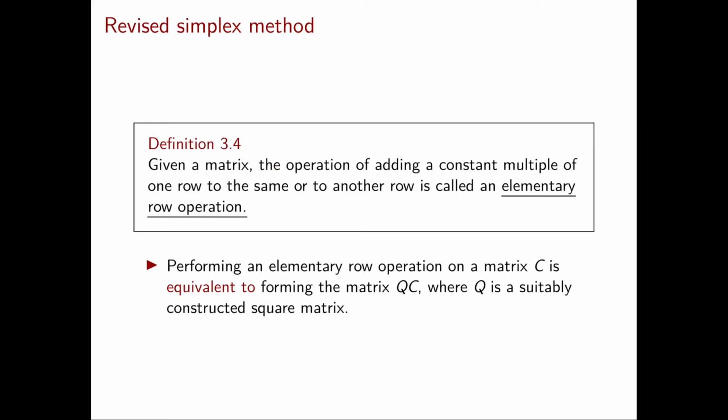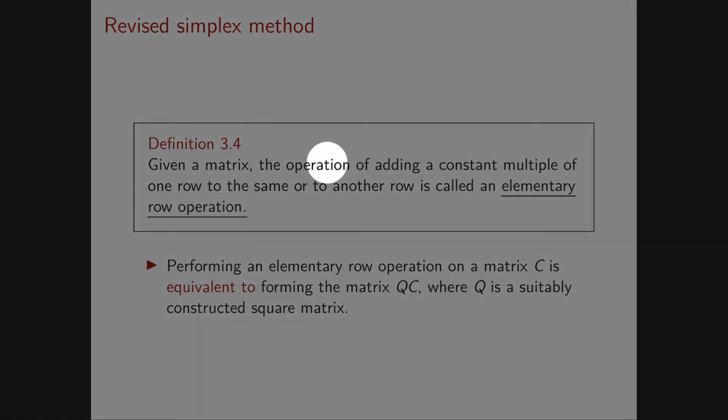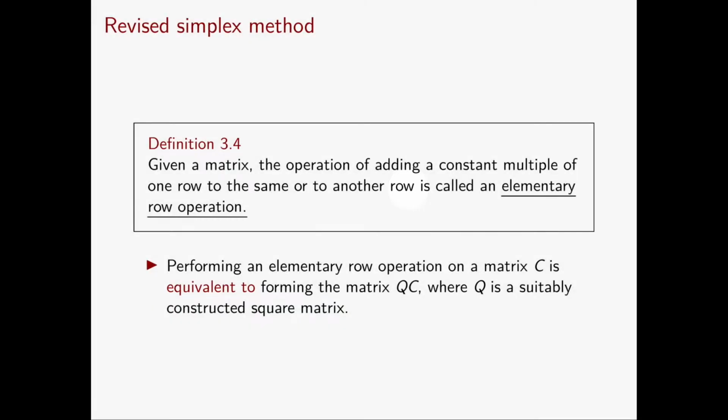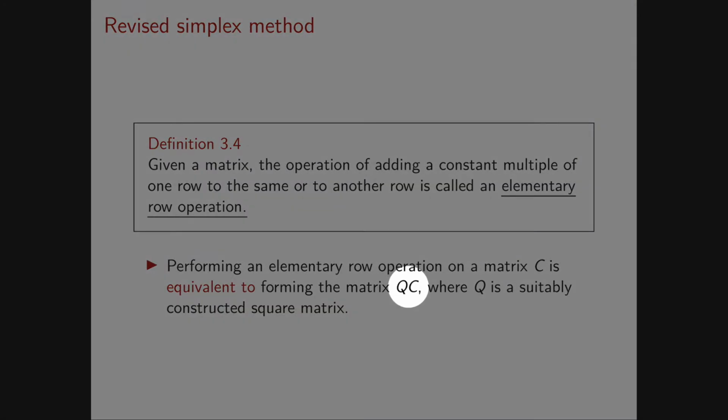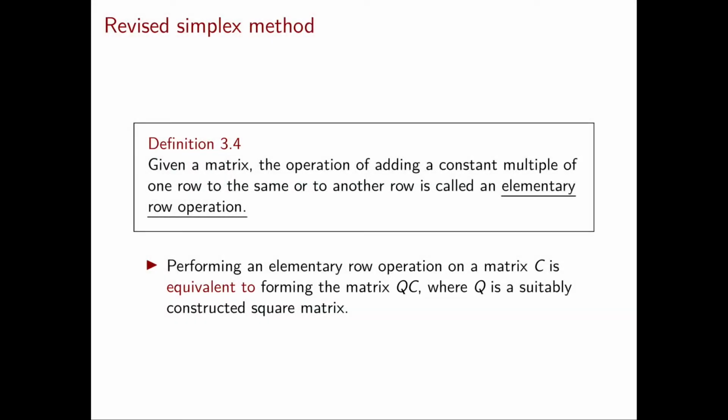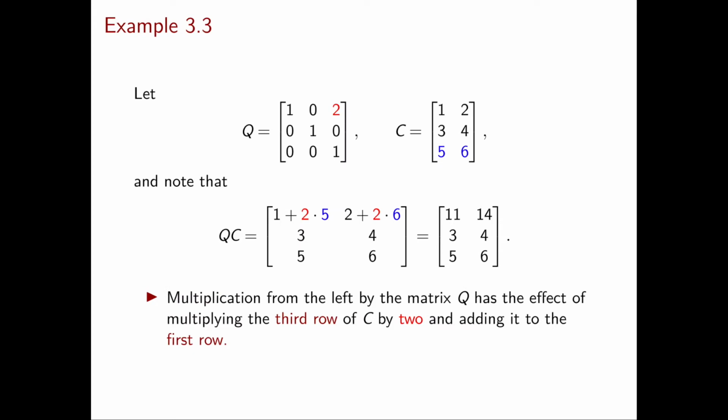In order to obtain the identity matrix by multiplying on the left by Q, we need to introduce elementary row operations. These are defined as the operations of adding a constant multiple of one row to the same or to another row. The nice thing about elementary row operations is that they can be obtained by multiplying on the left by a suitably constructed square matrix. Let's start with an example.